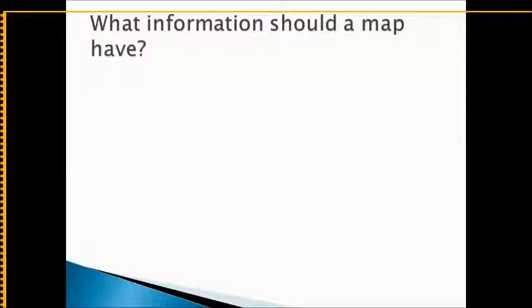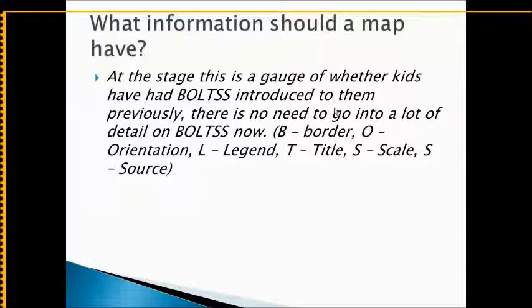Then we talked about the information that should be on a map. What we did is we worked backwards from those 20 things that we observed about the Google map, and we were presented with this, which is the BOLTS acronym. And of course an acronym is a word that's made up of letters that represent other words. So we have a B for border, O for orientation, L for legend, T for title, S for scale, and S for source. We went back to the Google map and saw whether it had all of those things, and it actually didn't, which would suggest that it's not the definitive map. It's good for some things, but there are still elements that we would want to work into our maps.